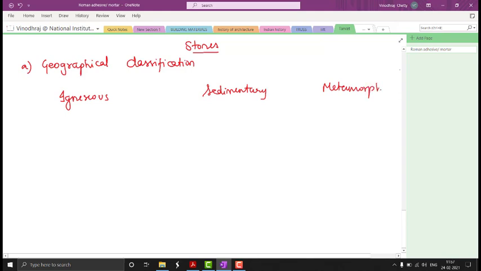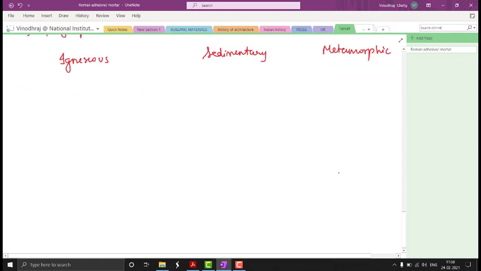So stones is an important topic for TNPSC exams also. So many questions that are there for the junior architect exam are basically from stones. For example, they nearly ask for 10 marks, right? So igneous, sedimentary and metamorphic. So igneous is mainly obtained from molten magma. So when the molten magma solidifies, okay, we get igneous stones.